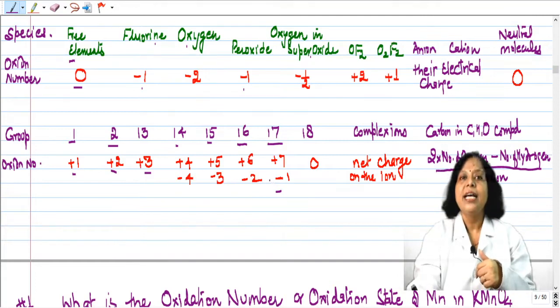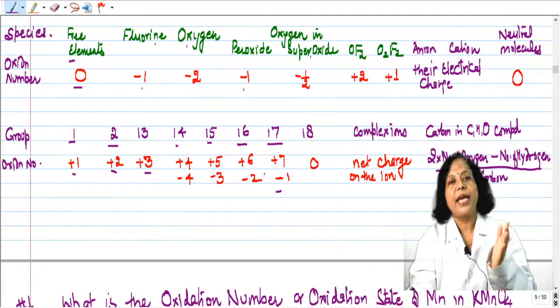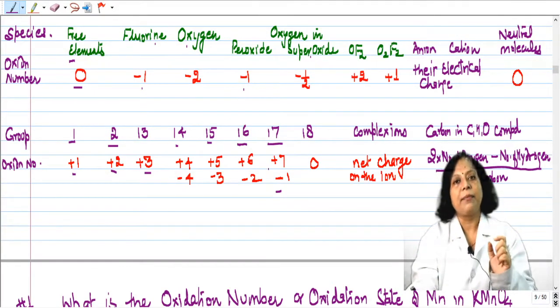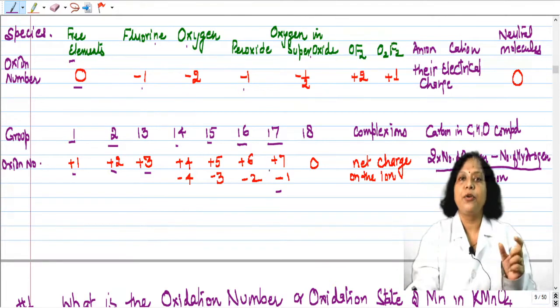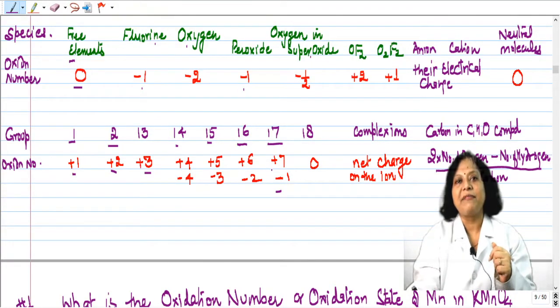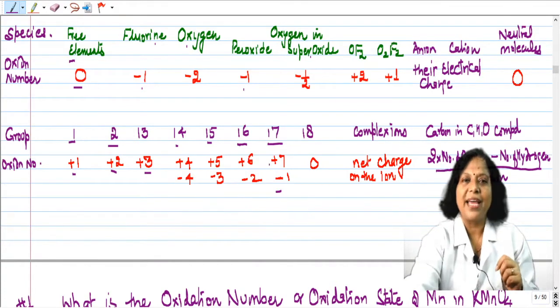Is this clear? And when we have to calculate for carbon in organic compounds, we calculate the oxidation number of carbon by taking the number of oxygen, multiplying it by 2, subtracting the number of hydrogen, and dividing by the number of carbon. Okay, so let's take some examples.